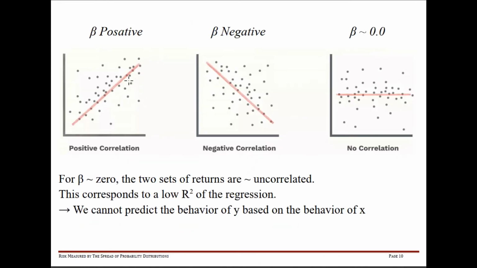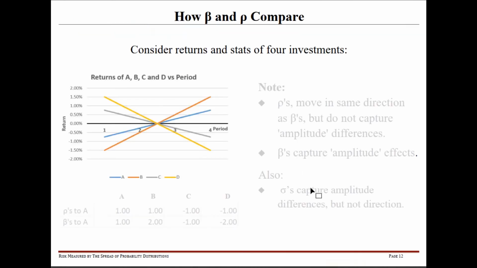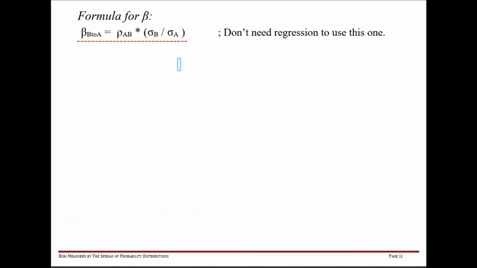And the graphs for beta look very similar to rho: positive, negative, and here if we just cannot tell what's going on with y from x, beta, like rho, would be equal to 0. All right, so there's also a formula for beta. If we know rho, this might be a good thing to know for the final, that beta b to a is equal to rho ab times sigma b divided by sigma a. So you don't need to do a full-blown regression to get beta from that. You just need to know the correlation coefficient.